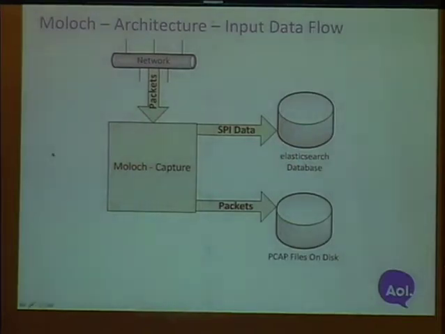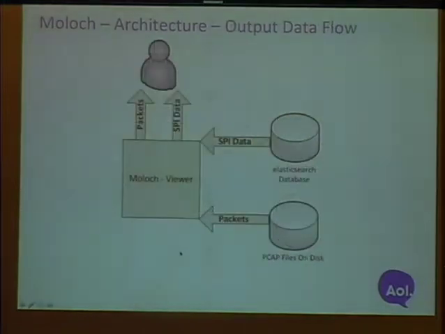From an input data flow standpoint, instead of network, it could also just be a PCAP file that you have, flows into the capture process, it gets parsed, creates SPI data, that goes to your Elasticsearch database, and then also the packets are written to disk locally on the capture system. For the output data flow, you have your SPI data that would flow out of your Elasticsearch database through the viewer process back to the user, and also the PCAP files on disk would flow packets back through the viewer and then to the end user.